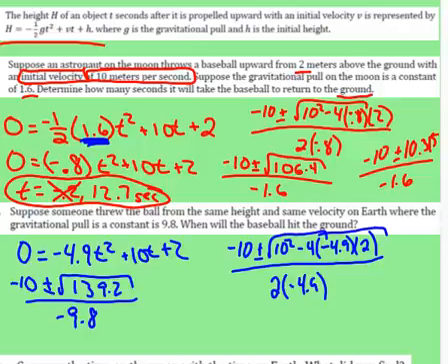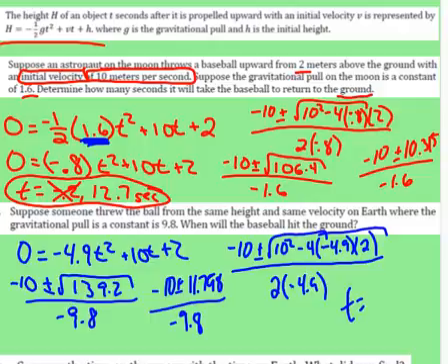The square root of 139.2 is approximately 11.798. So I'm going to have negative 10 plus or minus 11.798, all divided by negative 9.8. Negative 10 plus 11.798 is about 1.798, divided by negative 9.8 is a negative answer. So I get time equal to negative 0.18, so we're going to be crossing that off. I have to try subtracting it.